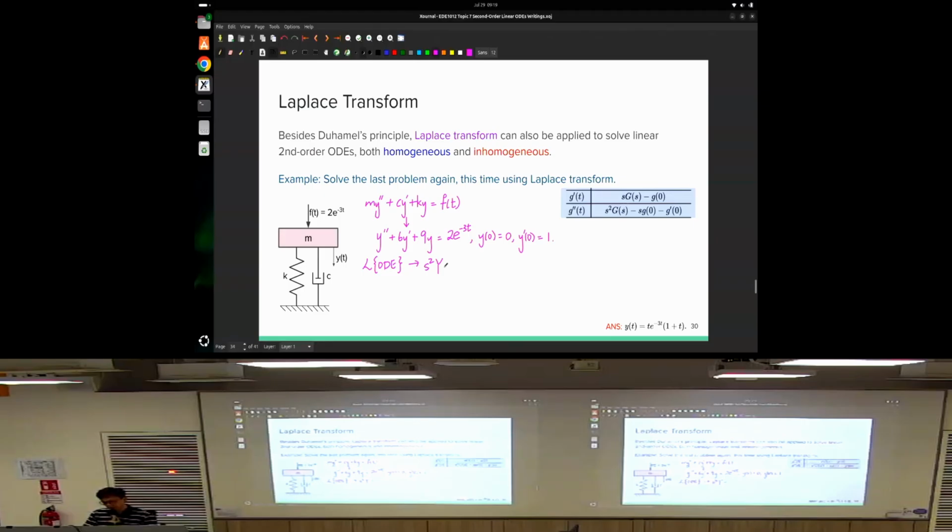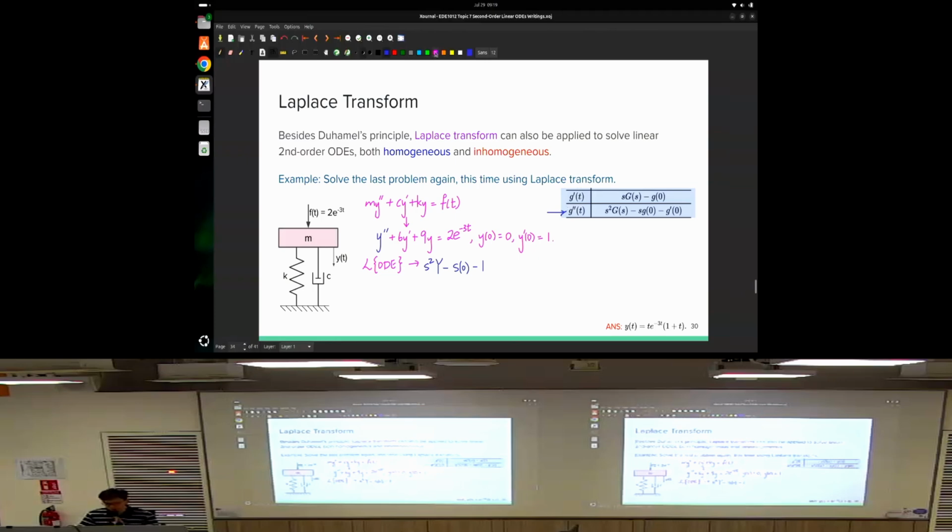Then after that, you have your minus s times y naught, which is 0. So therefore, this will be minus s times 0. Then minus y prime naught, which is 1. So that will be for the first term. Let me underline. So this guy, after you take the Laplace transform, you'll get the blue part here, because you are using this second row.